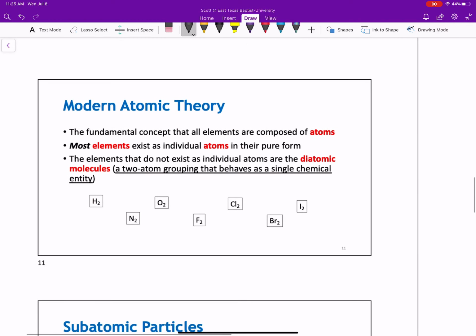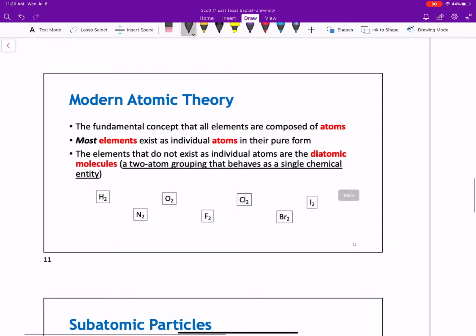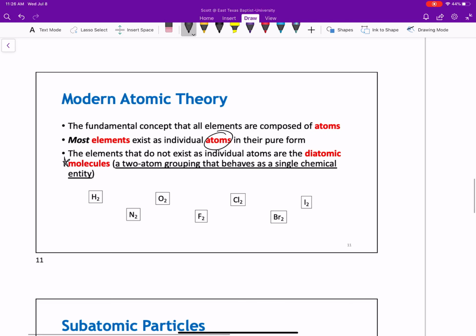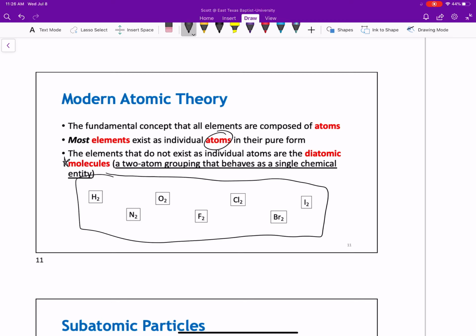And then atomic theory. It's the fundamental concept that all elements are composed of atoms. So we talked about atoms being very small particles, and they consist of protons, neutrons, and electrons. Most elements exist as individual atoms in their pure form, but some actually exist in the molecular form, so diatomic molecules. And that's going to be these listed below. You will need to commit these to memory. H2, N2, O2, F2, Cl2, Br2, and I2.